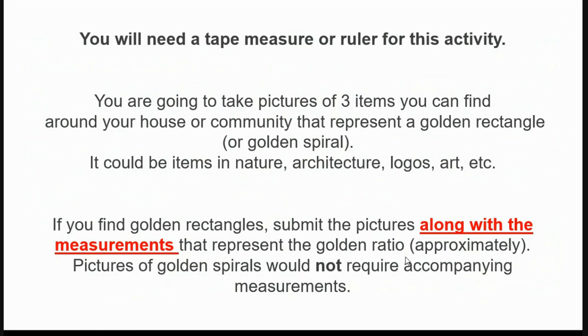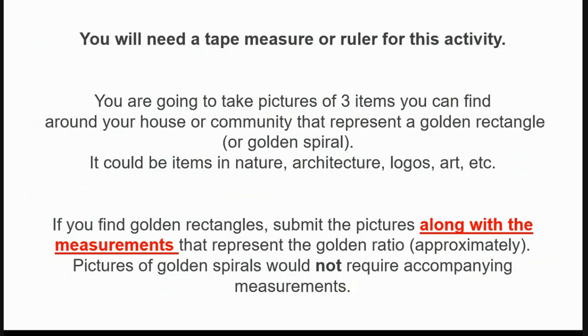About 1.6. And pictures of golden spirals, you don't need any measurements of the spiral. If it looks very similar to that spiral, we're going to assume it's close enough. Okay. So that's what you're turning in. Go to like a Google Doc. You're going to do 3 pictures, 3 pictures along with the measurements, unless they're spirals. And that's what you're turning in this week.